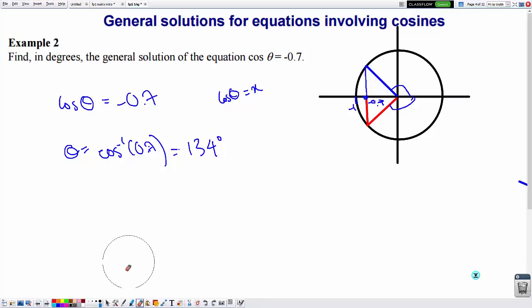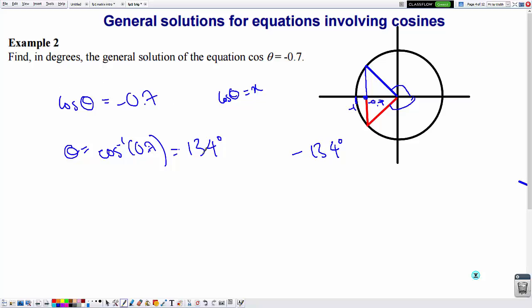So that's what my theta is. So what's my other possible answer? That's not my only possible answer though, because I've got this one. So if that's 134 degrees, well, this one is minus 134 degrees. And cos actually works this way. When you're finding your two solutions, cos is just the positive and the negative.